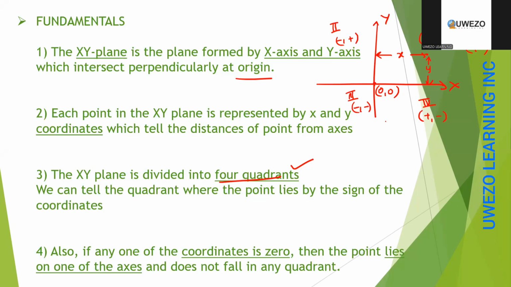All the points on the y-axis will have x-coordinate 0. So we call it the line x equal to 0. Similarly, on the x-axis, all the points will have y-coordinate 0. So we could call the x-axis the line y equal to 0.